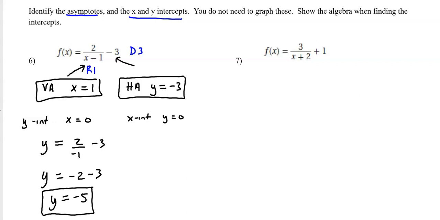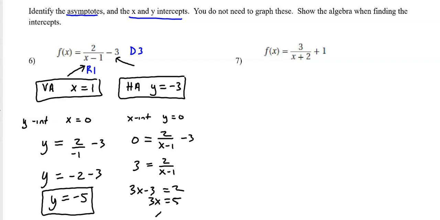For our x-intercept, these are usually a little bit tougher. We need to let y equal 0. So we have 0 equals 2/(x - 1) - 3. Add 3 to both sides. Multiply both sides by x minus 1. Solve. Divide. And there we go, there is my x-intercept.